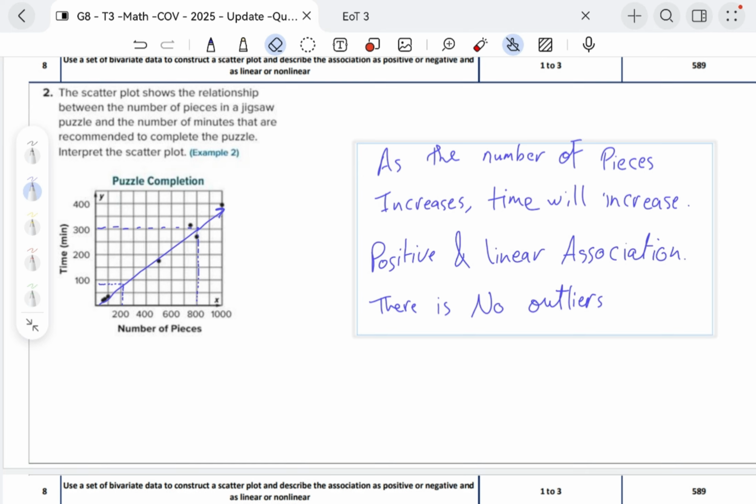And we can say also that we have one cluster. Cluster means a collection of points that are very close to each other. Like here in this region, we have some points that are very close to each other. So this is a cluster.